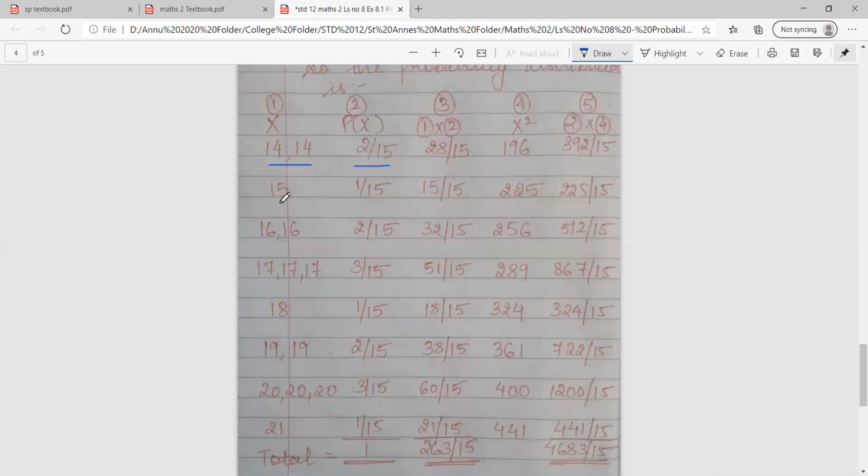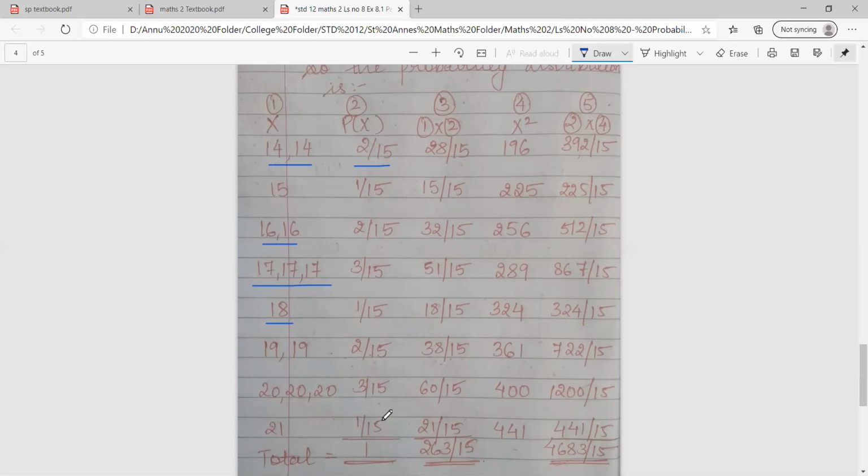In case of 15 there's only 1, so 1 by 15. In case of 16 it is 2, 2 by 15. 17 is 3, 3 by 15. 18 is 1, 1 by 15. 19 is 2, 2 by 15. 20 appears 3 times, so 3 by 15. And 21 once, so 1 upon 15. The total of the probabilities equals 1.